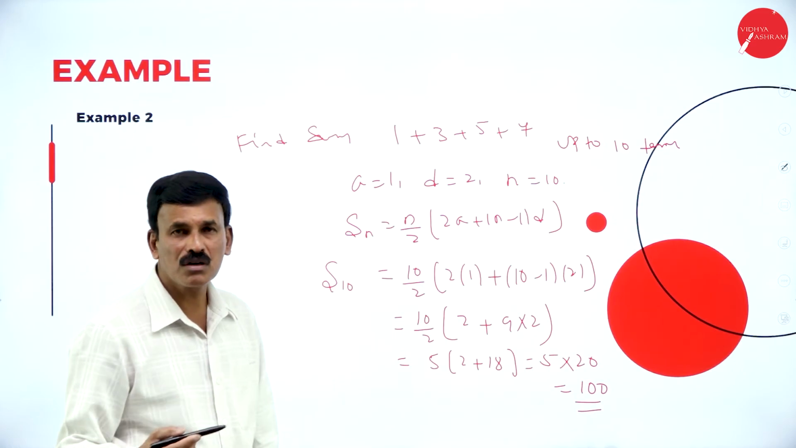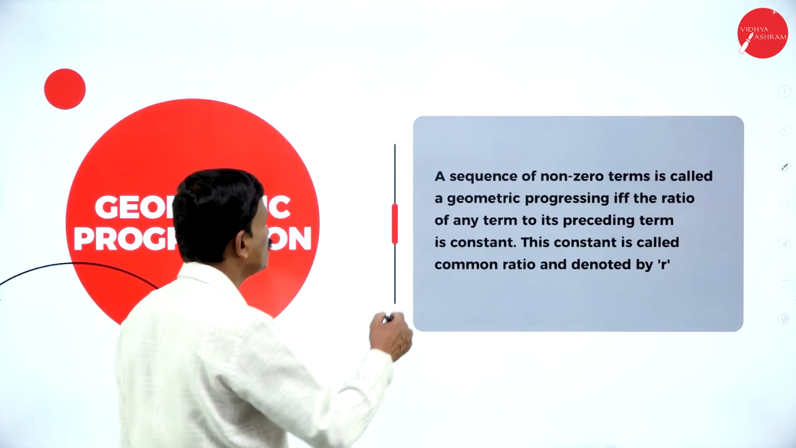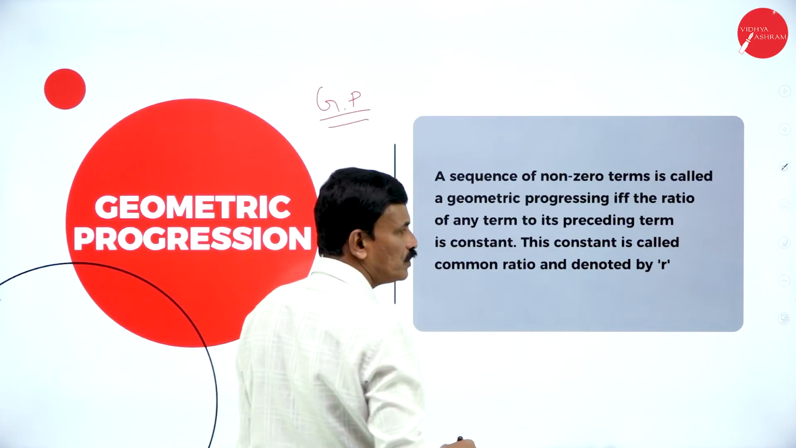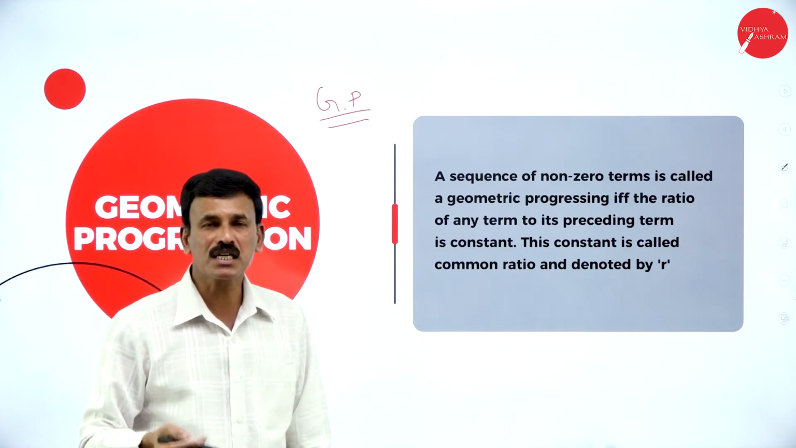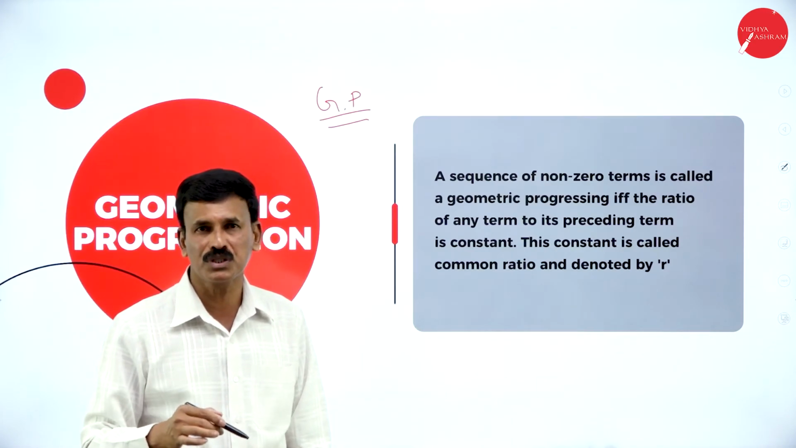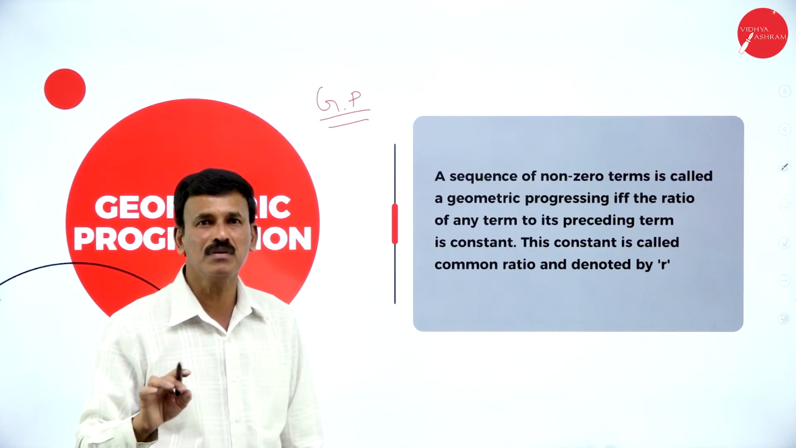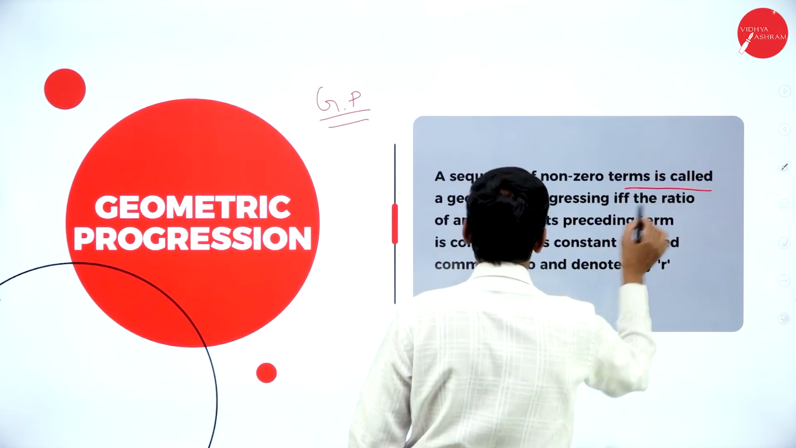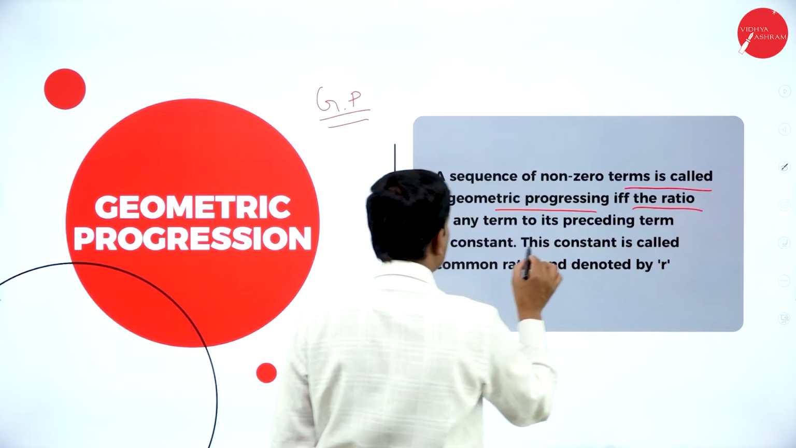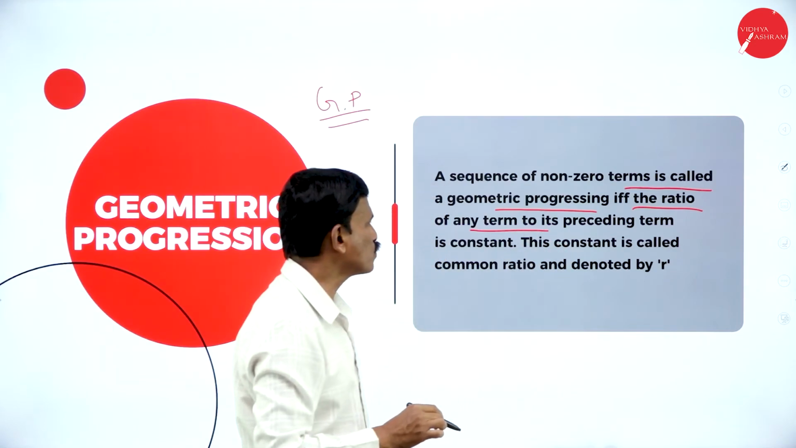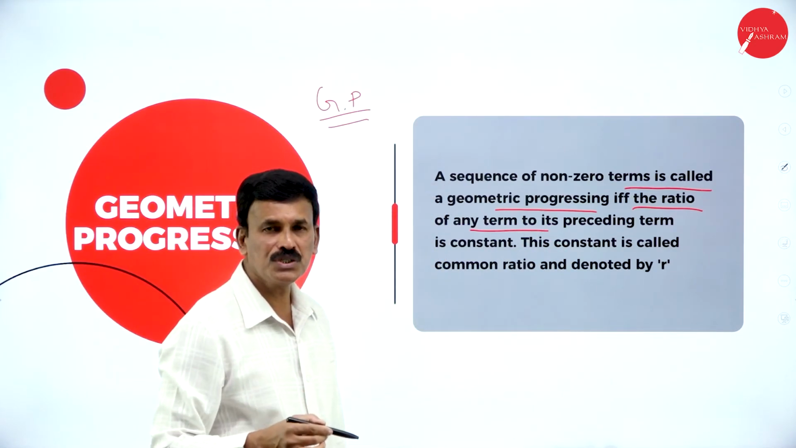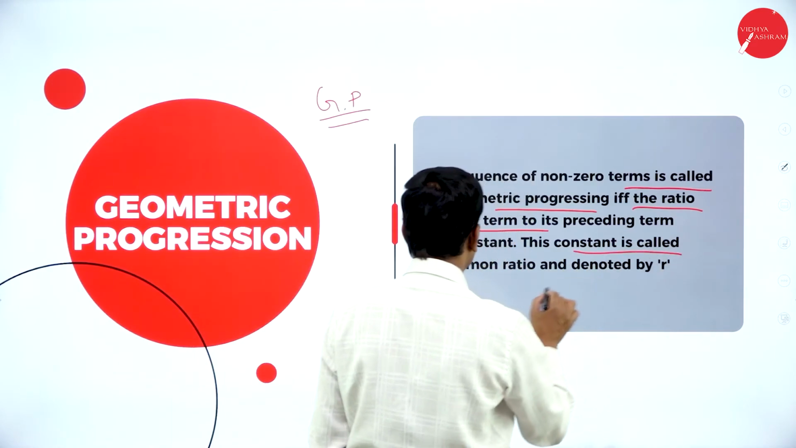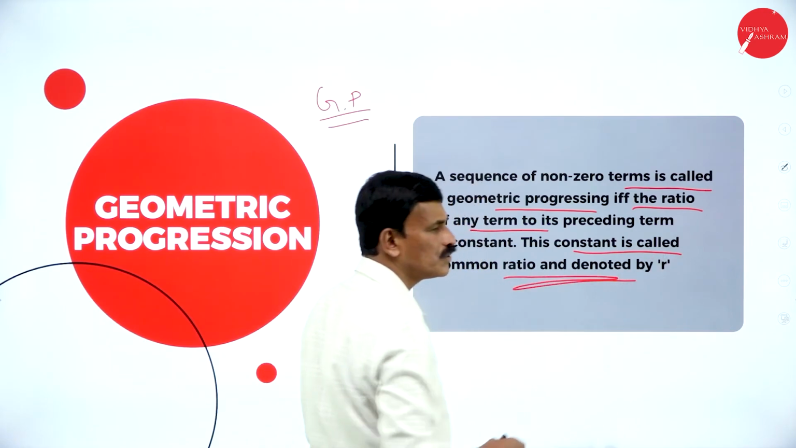Let us come to the next concept, the geometrical progression, GP. Now how to define? In GP, A is the first term and R is the common ratio, whereas in arithmetic progression D is the common difference. A sequence of non-zero terms is called a geometric progression if and only if the ratio of any term to its preceding term is constant. If the ratio is constant, then such a sequence is called a geometric progression, and the constant term is called the common ratio denoted as R.